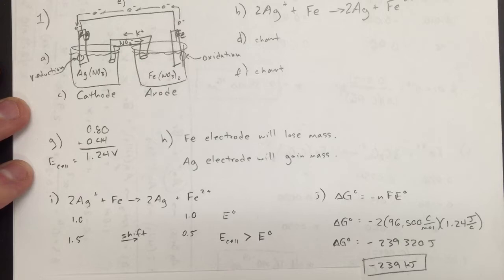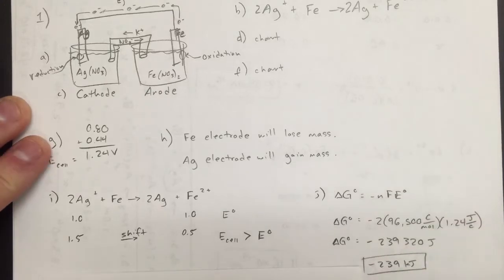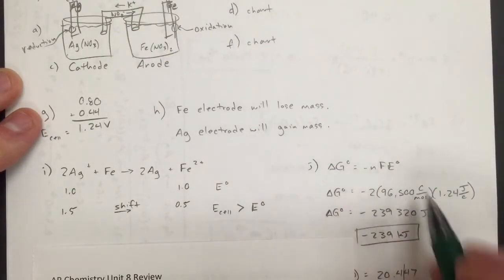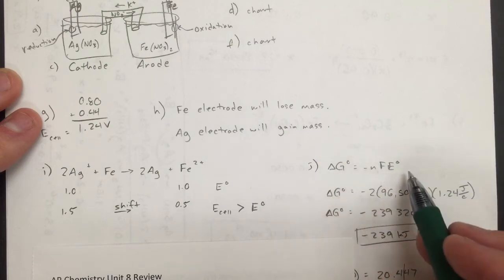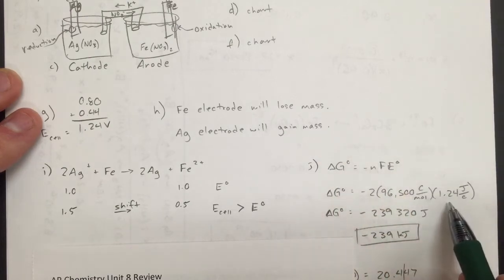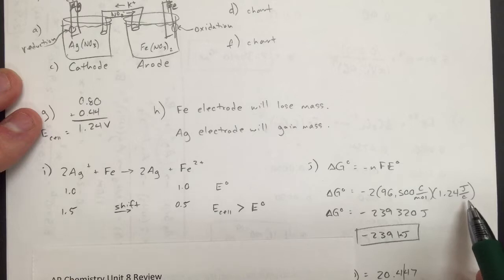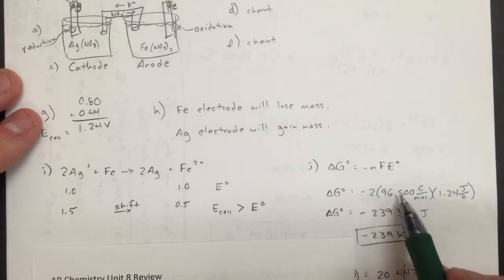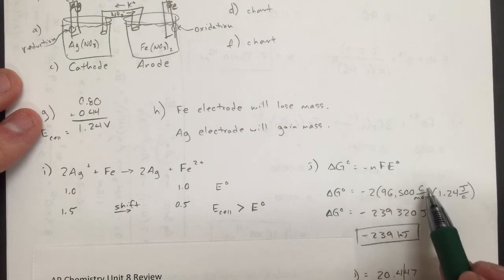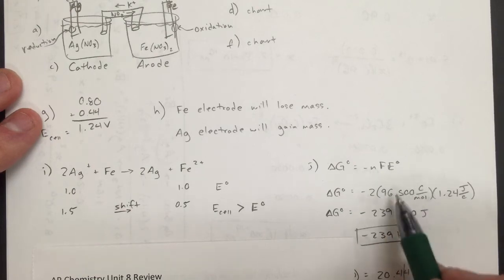And then J, determine delta G for the reaction taking place in the cell. So we use the equation, delta G equals negative NFE, and E is in volts. Now volts, remember, are in joules per coulomb, so that's 1.24 joules per coulomb. Faraday's constant is 96,500 coulombs per mole. I think it's 485, but you only need 3 sig figs here.